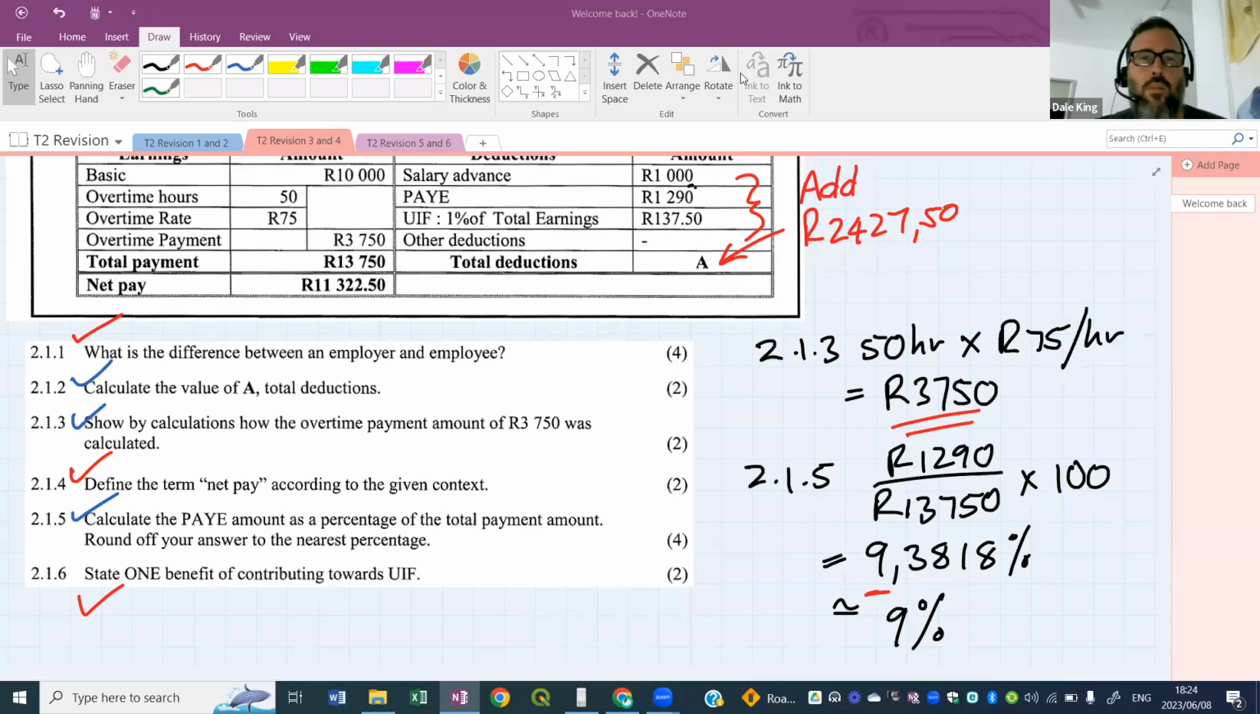And every company who pays tax for their employees should be paying UIF. When you see a salary slip that the company gives you, you should be paying UIF.